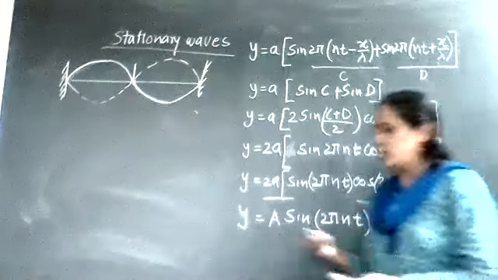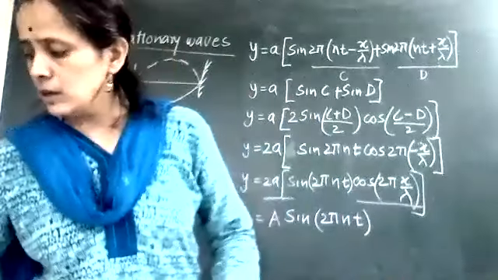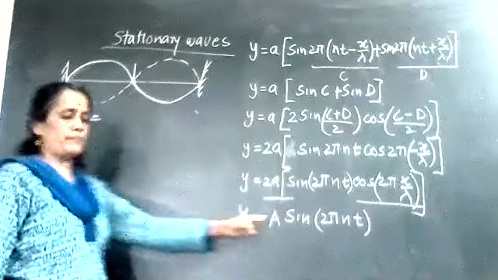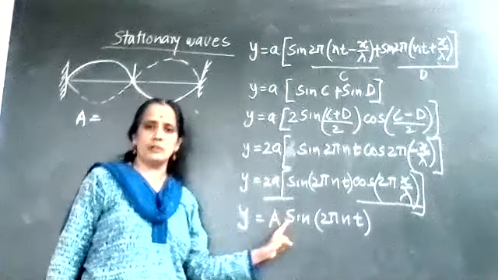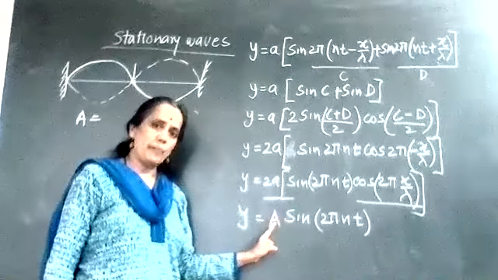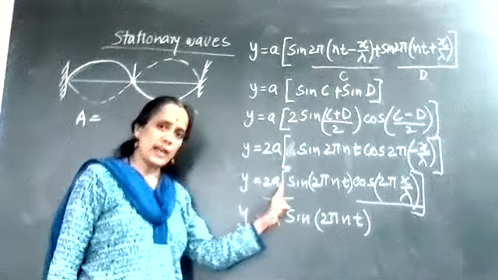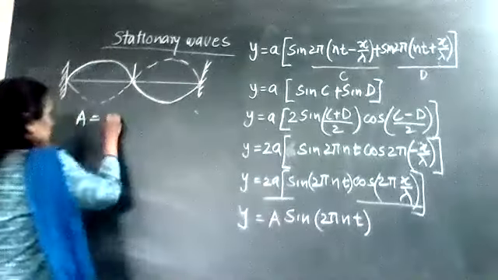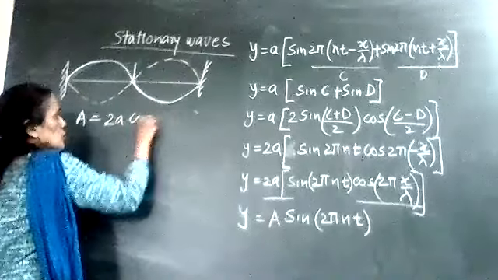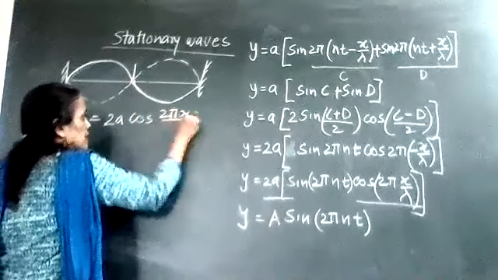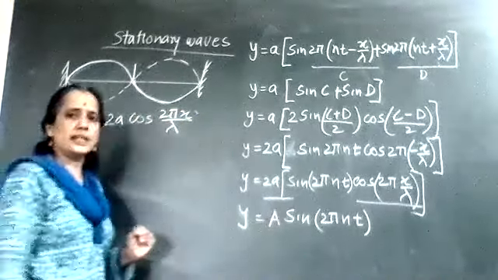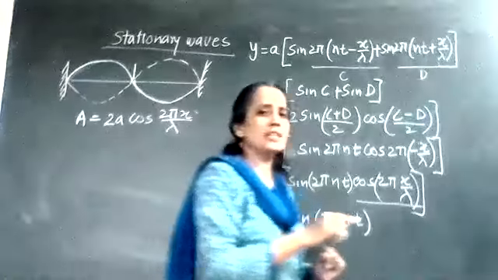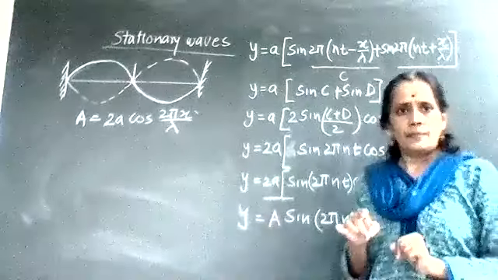And from this stationary wave, I can write the equation of the resultant amplitude, capital A. Just concentrate on these two equations. What do I write for capital A? Capital A is nothing but twice small a into this cos term. So I'll write it is equal to 2a cos of 2 pi x upon lambda. This is nothing but your equation for the resultant amplitude of the stationary wave. Clear?